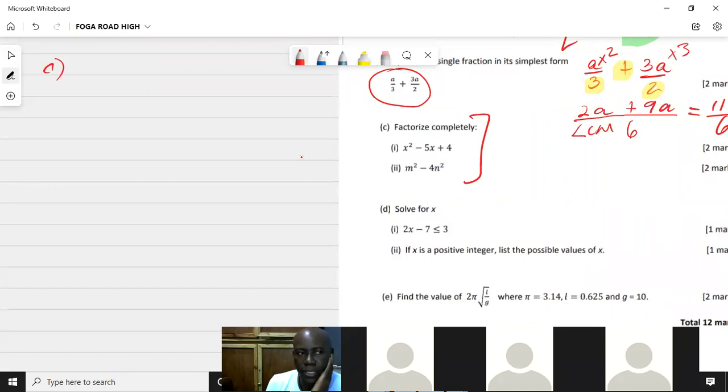C says factorize completely. X squared minus 5x plus 4. Again, this is the factorization that we have been doing. So we're going to have to write out what is A. A is 1. How do I know? We don't write 1 in front of a letter. So if you don't see a number in front of it, it's a 1. B is negative 5 this time. Negative. Can you see that? And C is 4.